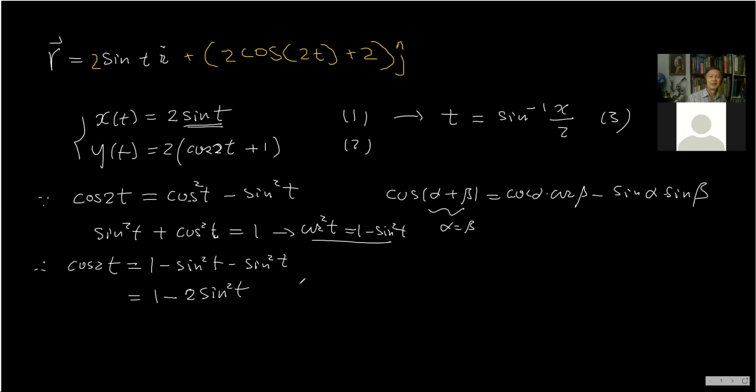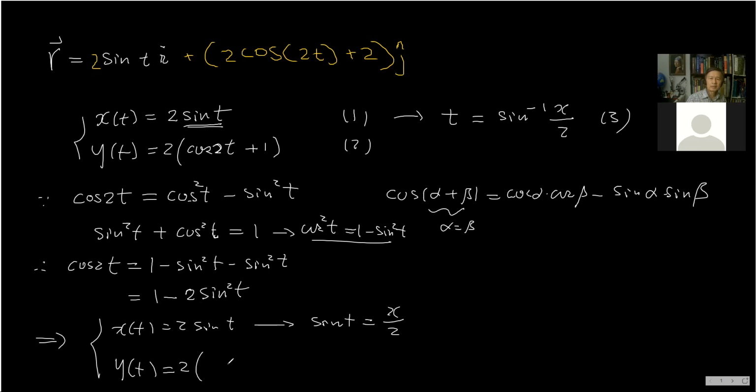In this way we can substitute, and we can get these two formulas now. x is equal to 2 sine t, so that gives sine t equal to x divided by 2. And the second equation is for y. Can we rewrite this now? It is 1 minus 2 sine square t.